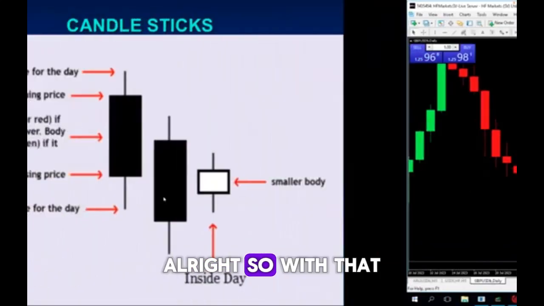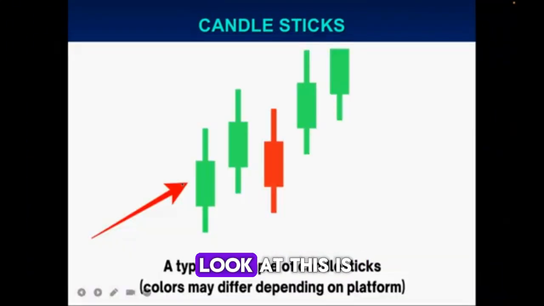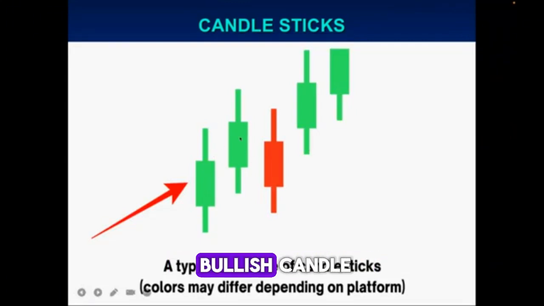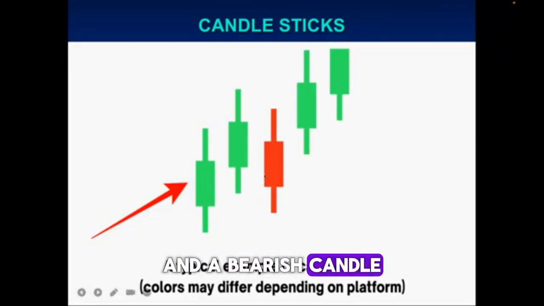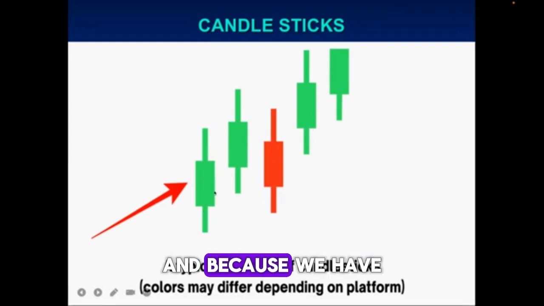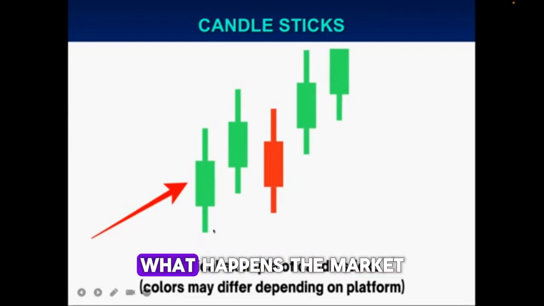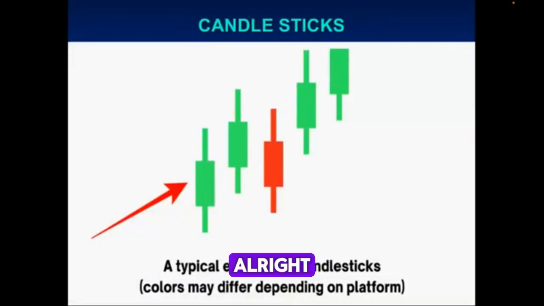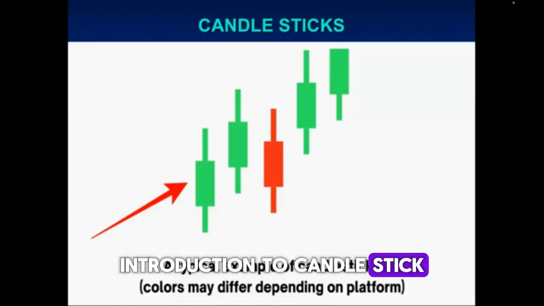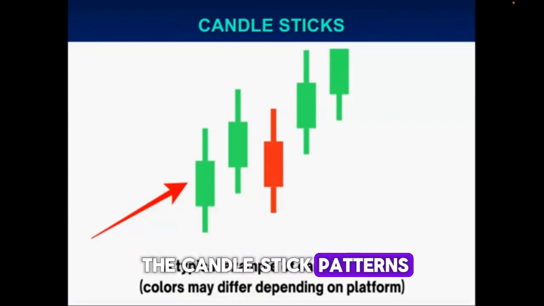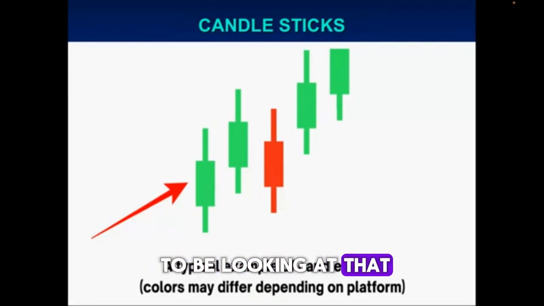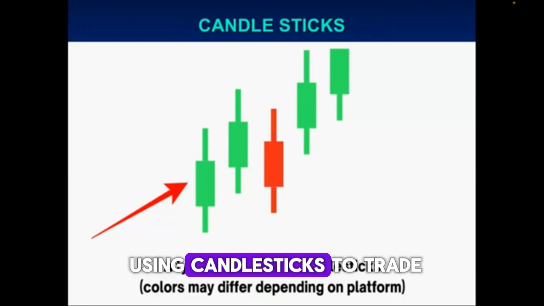All right. So with that being said, let's go back and look at a typical candle, just as we have said. This is showing the bullish candle and a bearish candle. Because we have more bullish candles, what happens? The market is going upwards. All right. So that brings us to the end of the introduction to candlesticks. Now we still have the candlestick patterns. How do you use these candlesticks to trade? We're still going to be looking at the directional method of using candlesticks to trade.